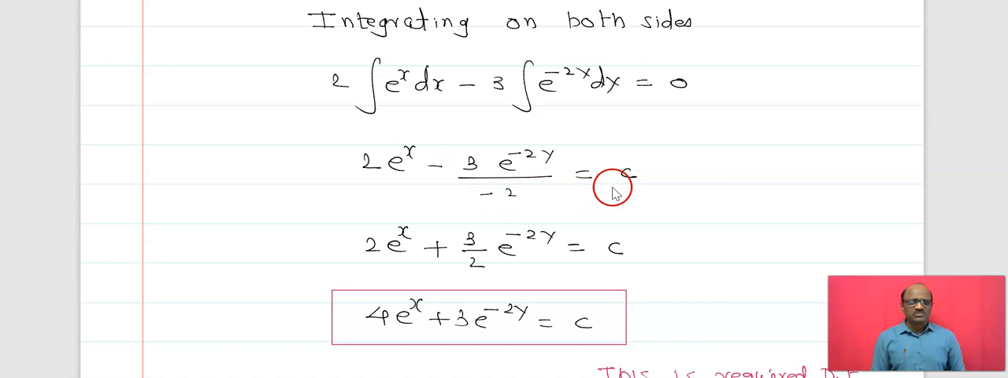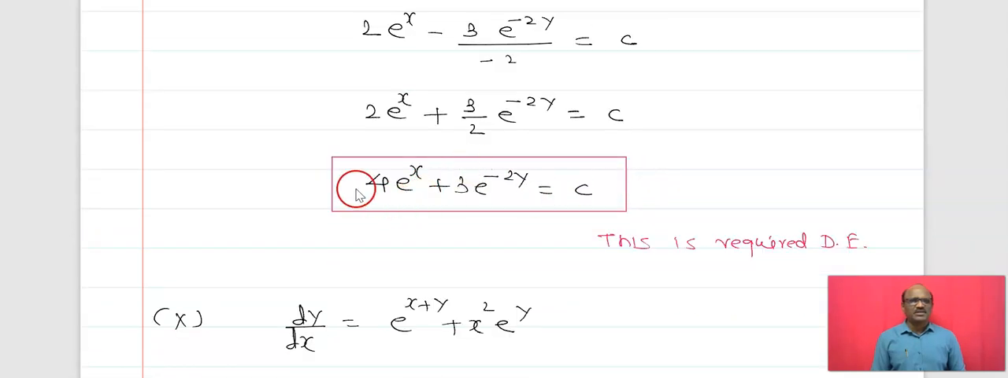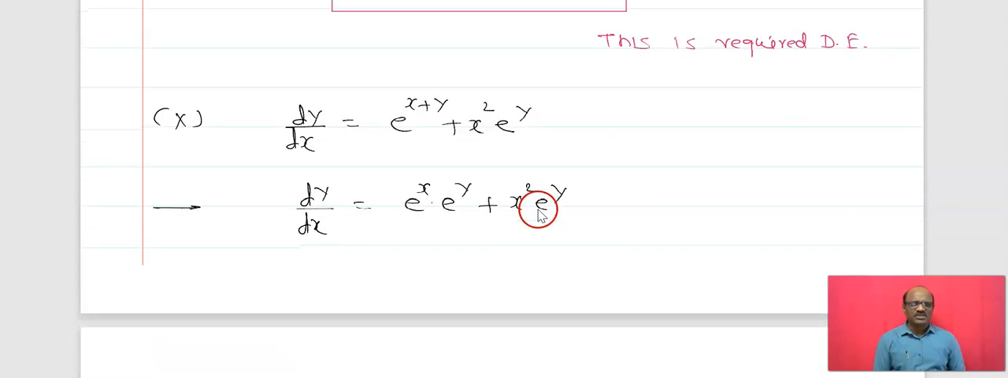And this minus minus will become plus, and that's 2 e raised to x plus 3 by 2 e raised to minus 2y, that's equal to c. And again simplifying, multiply on both sides by 2. Then you will get 4 e raised to x plus 3 e raised to minus 2y, that's equal to 2c, and then 2c is replaced by c, and overall you can write at the last, that is c. This is the required solution of the differential equation.